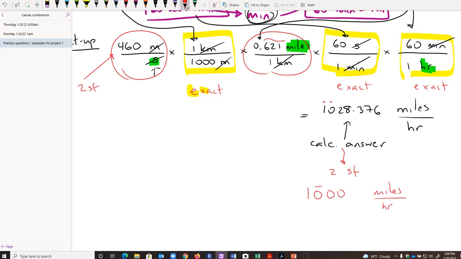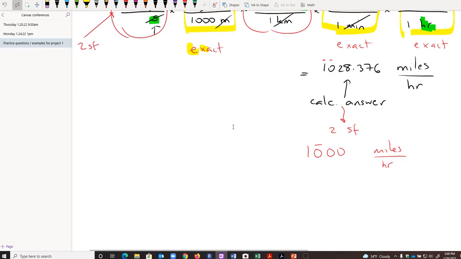miles per hour. But we need to make sure that we specify that we do have 2 significant figures. We can convert that to scientific notation to avoid any ambiguity.